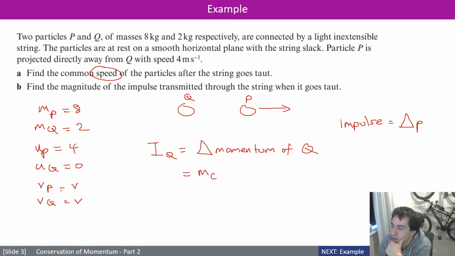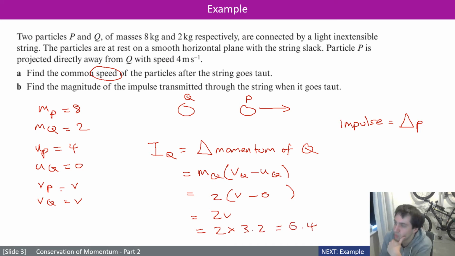So we've got mass of Q times V of Q minus U of Q, which is equal to 2 times, in this case, V of Q we figured out was just the V, U of Q is 0, so it's just 2V. So that's 2 times whatever we worked out earlier, which I think was 3.2, and you get 6.4. Is that right? Yeah. And remember, that's Newton seconds, right? That's what impulse is measured in. Change in momentum and impulse are Newton seconds.